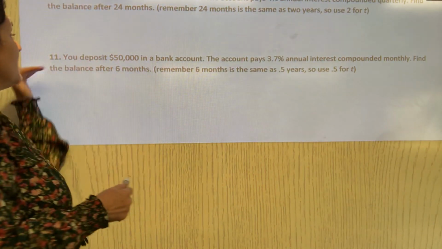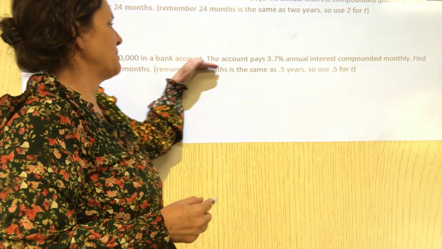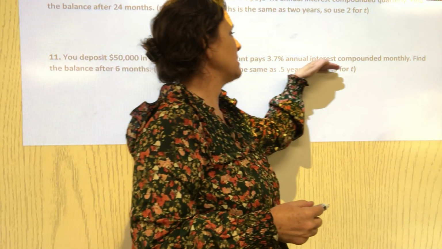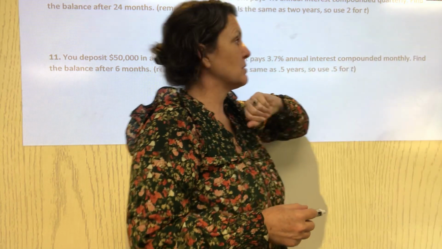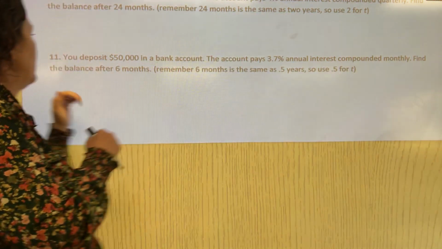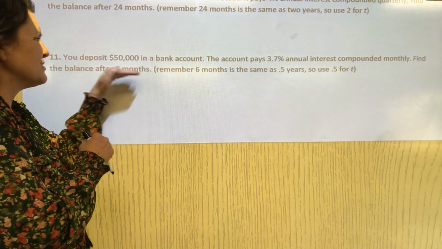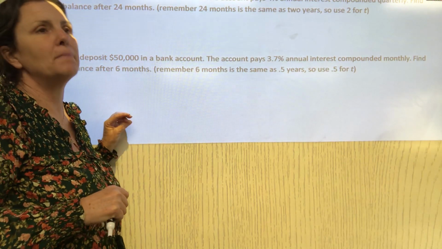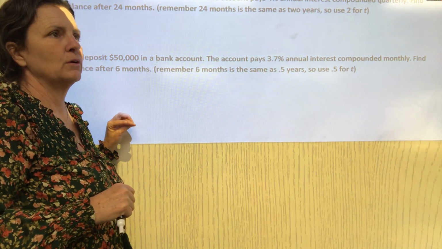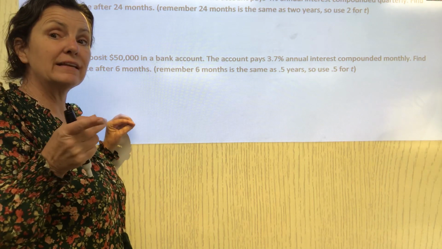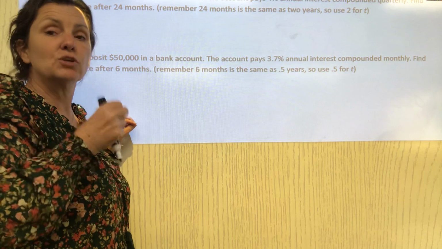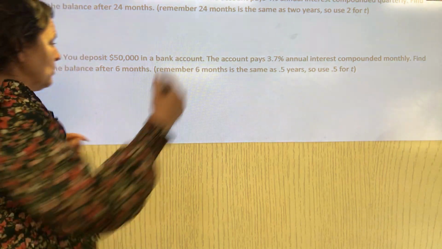Maybe. Okay, so you deposit $50,000 in a bank account. The account pays 3.7 annual interest compounded monthly. Ooh, it's the most compounding. Find the balance after 6 months. 6 months? We can't do months. It has to be in years. Well, how much of a year is 6 months? So if there's 12 months in a year, 6 is half of that. So we're talking about half a year, okay? Cool.